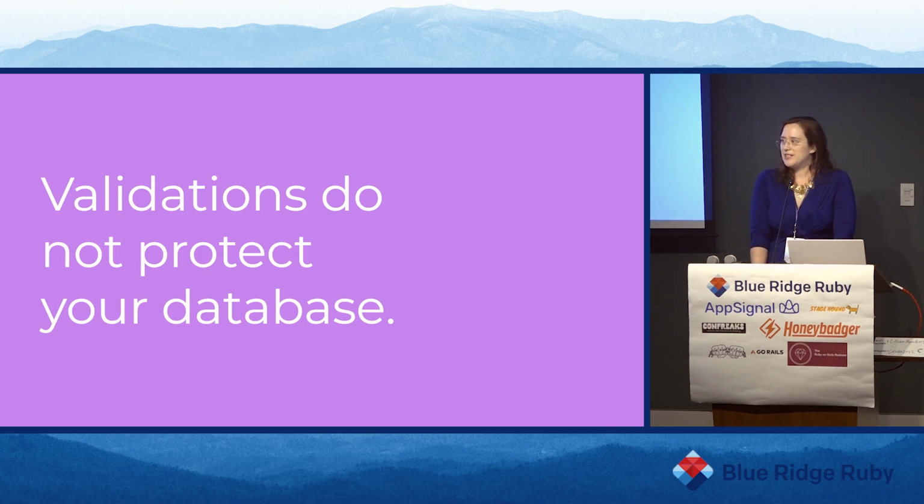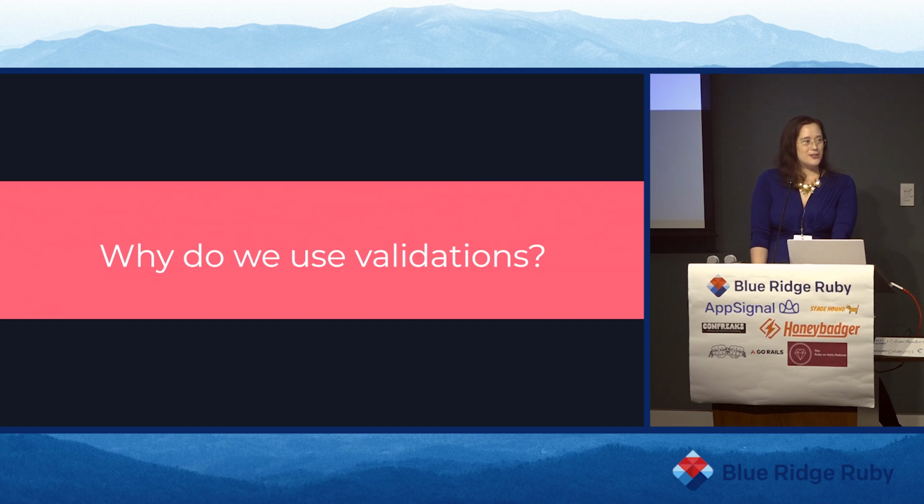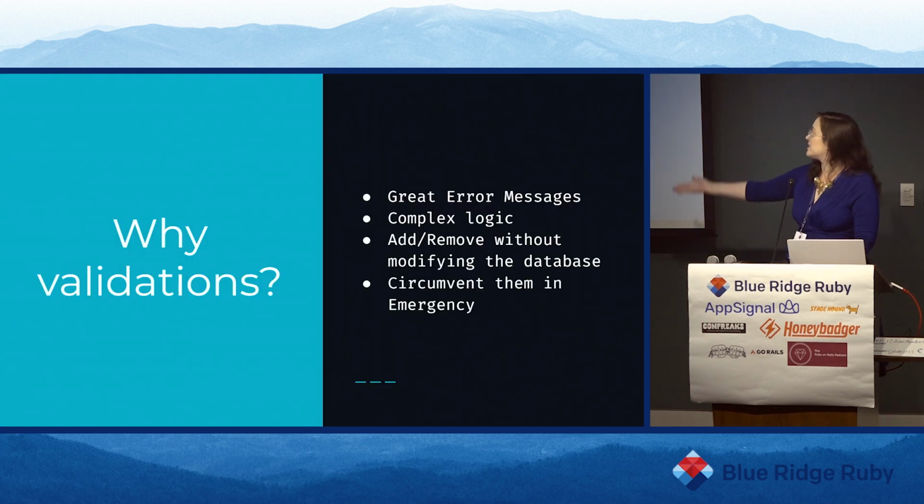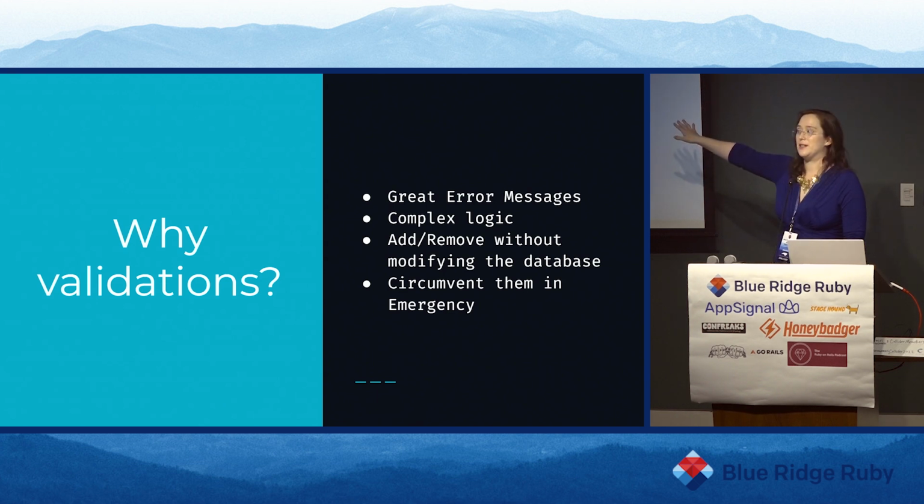Which kind of begs the question, why do we use them? The first one is that they have great error messages and a really responsive API. The second is complex logic. Do you remember when we were talking about those options and how you could literally write a custom Ruby method and say if or unless there? Entirely possible. You can add or remove these without modifying the database or changing your constraints, without running any sort of migration. And most importantly, you can circumvent them in an emergency.